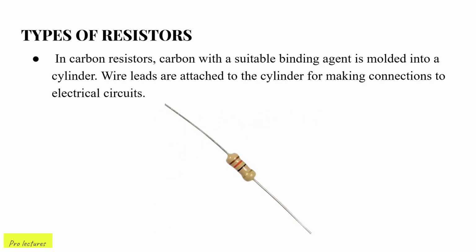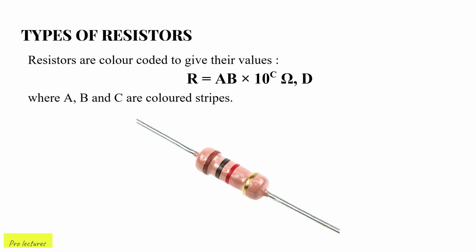applications. On the other hand, carbon resistors are made by molding carbon along with a binding agent into a cylindrical shape. Wire leads are then attached to the cylinder, allowing the resistor to be connected to a circuit. These are typically used in everyday electronic devices because they are inexpensive and can handle a variety of resistance values.